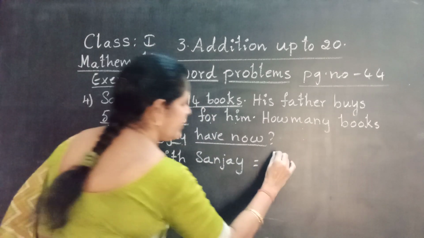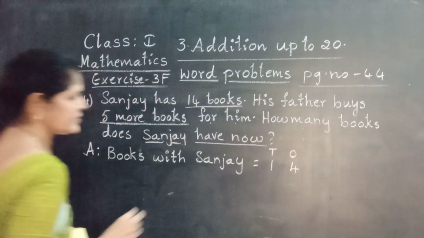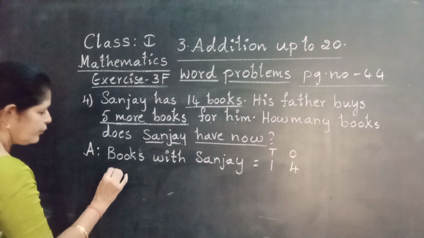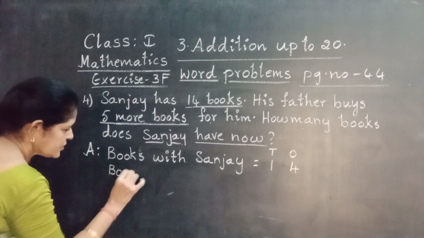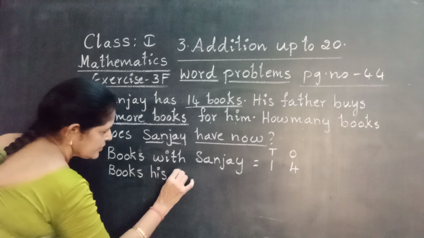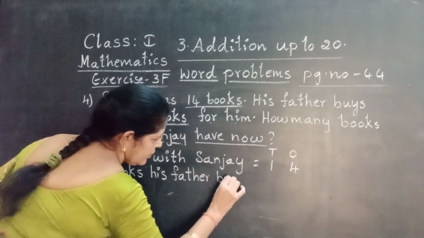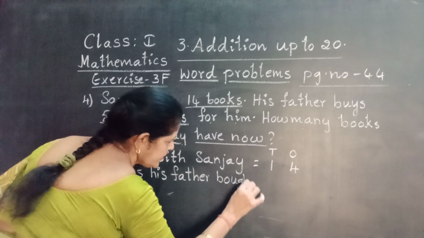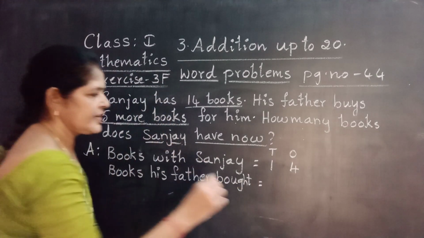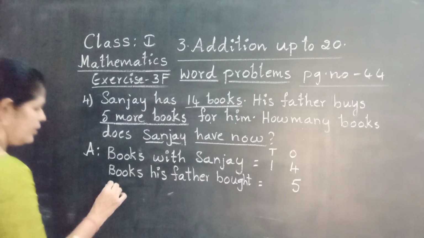Yes, 14. Tens place, ones place. 1 ten, 4 ones. His father buys 5 more books. Books his father bought. How many books did his father buy? 5. 5 is a one-digit number. Write it in the ones place below 4.